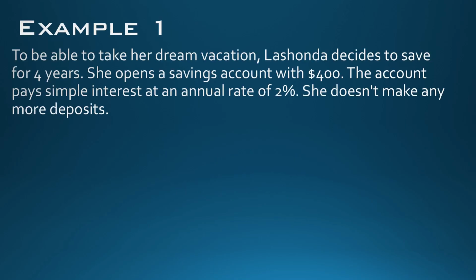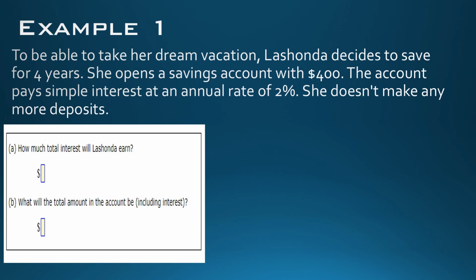Let's look at example number 1. To be able to take her dream vacation, LaShonda decides to save for 4 years. She opens a savings account with $400. The account pays simple interest at an annual rate of 2%. She doesn't make any more deposits, and they want us to find out how much total interest does LaShonda earn, and also how much total amount would she earn, including the interest.